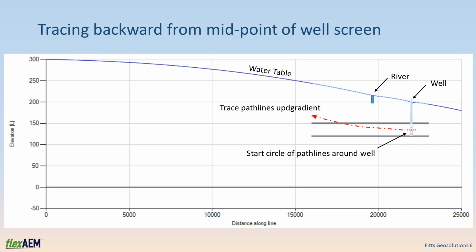We will begin by starting pathlines around the well and tracing them in an up-gradient direction. This will provide a first look at the horizontal extent of the zone of contribution of groundwater flowing to and being captured by the well.